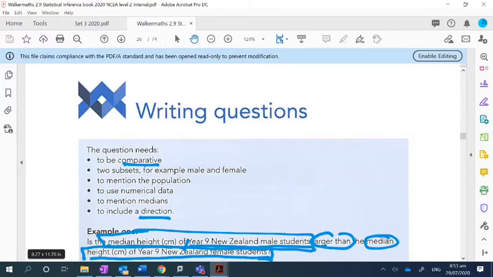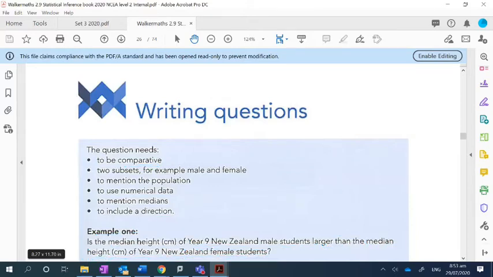Yeah. And larger than, smaller than, some direction, some comparison. Right? That's the direction. Am I looking to see if they're larger than? Am I looking to see if they're smaller than? Am I looking to see if they're taller than? Whatever. Okay? Now, how do you like that for a sentence? Pretty darn easy, right? Okay?